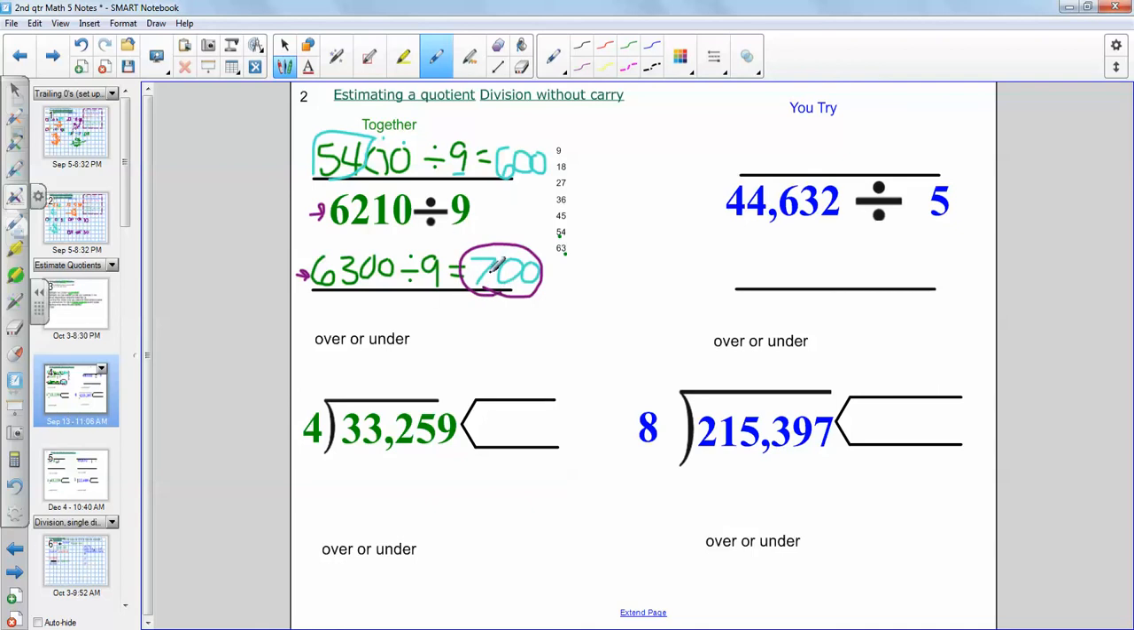And is 700 going to be an overestimate or an underestimate? Well, 700 is going to be bigger than my answer. So I'm going to say it's an overestimate, and my overestimate is 700.